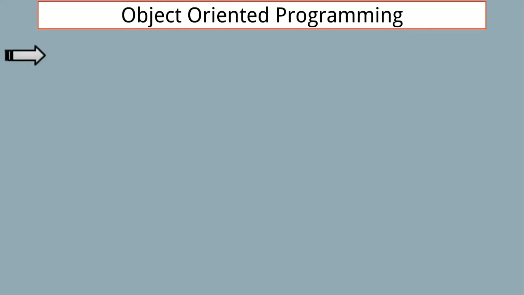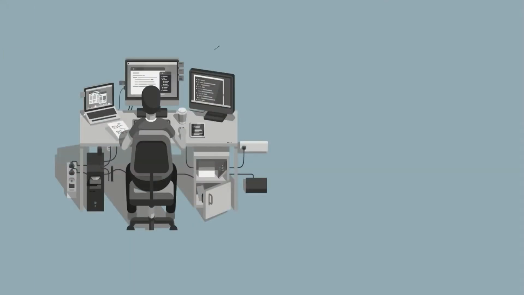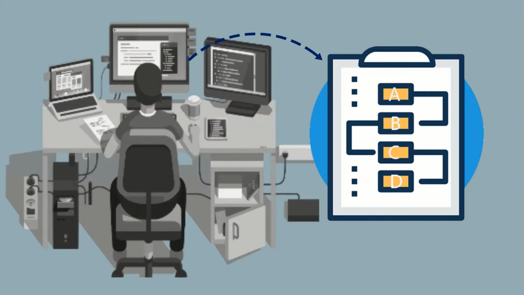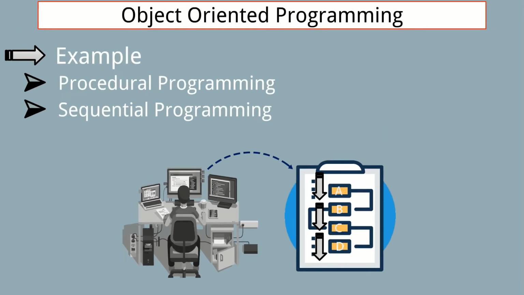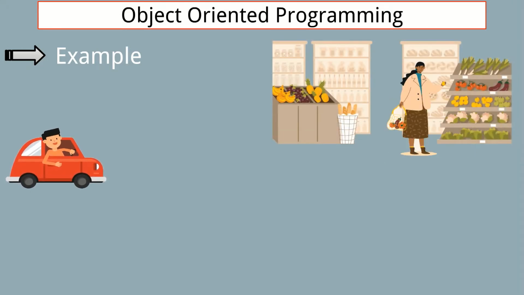Let me explain object-oriented programming through an example. Going back to the basics of programming, which is procedural or sequential programming. In this type of programming, you write code in a sequence, right? For example, we want to write code which will have a set of instructions, and for that, we will use an example of driving a car and picking up groceries. So the code will look something like this.